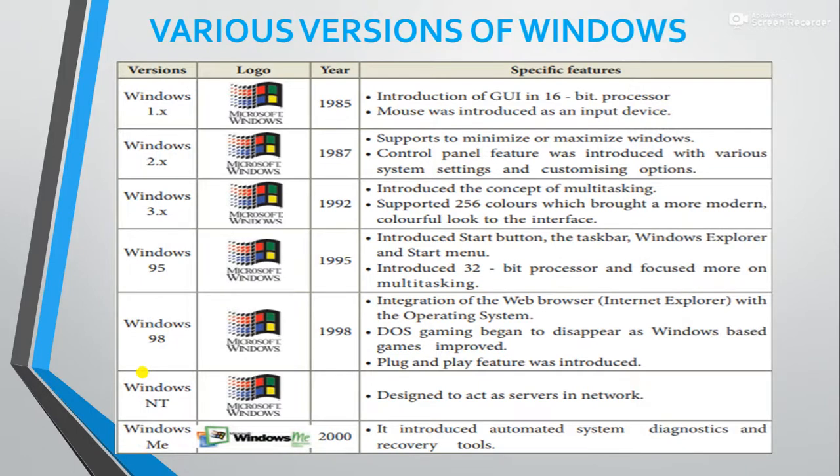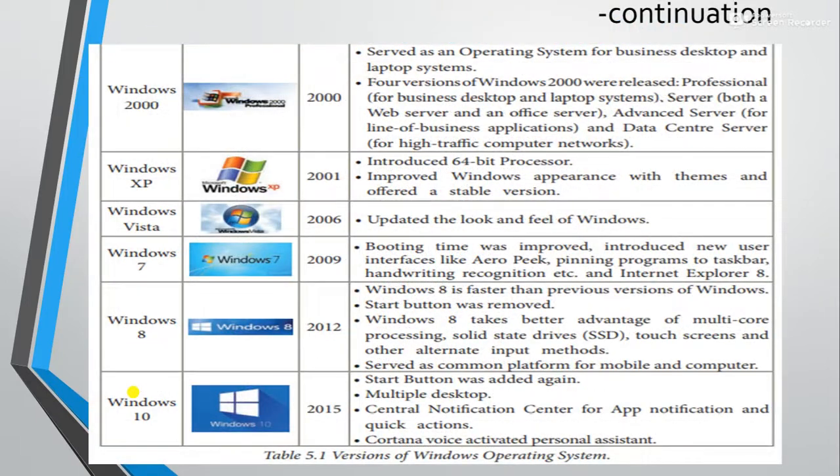There are various versions of Windows, and the year-wise listing is provided here. The logos and their specific features are included. We can find that starting from Windows 1.x to Windows 10, and all their used logos are given here. In each of the versions, there is extended usage and extended benefits also included.